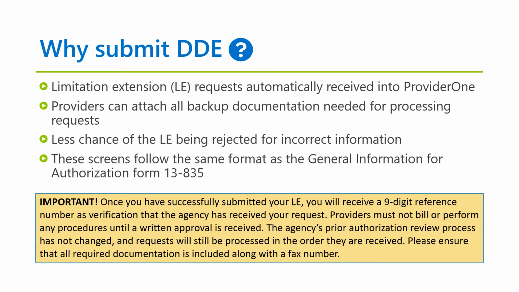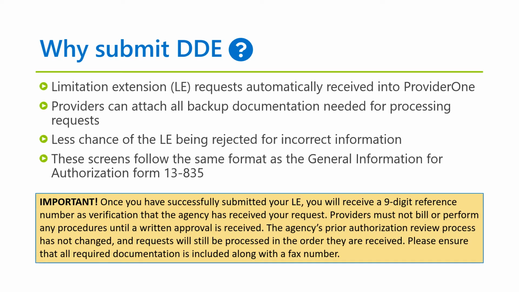Doing so helps to ensure the information submitted is correct and there are fewer errors being made. It also gets the request into the system quicker. An important note is that after you have successfully submitted your extension request, the system generates a 9-digit reference number as verification that Healthcare Authority has received your request. You must not bill or perform any MSS or ICM covered services until a written approval is received. HCA's prior authorization review process has not changed, and requests will be processed in the order they are received.